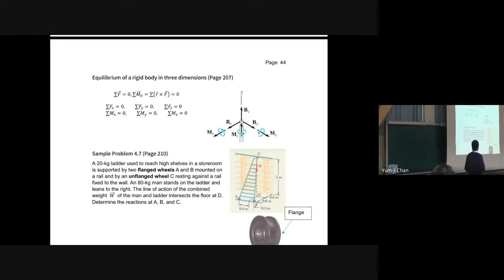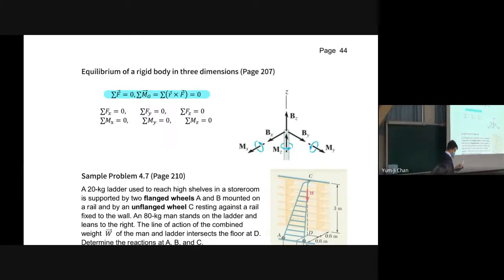Because we are talking about equilibrium, we always have the same equations: summation F equal to 0 and summation M equal to 0, right? Because it is in 3 dimensions, we have 3 equations in force: summation Fx equal to 0, summation Fy equal to 0, and summation Fz equal to 0. But for moments, we also have 3 equations: summation Mx equal to 0, summation My equal to 0, and summation Mz equal to 0.